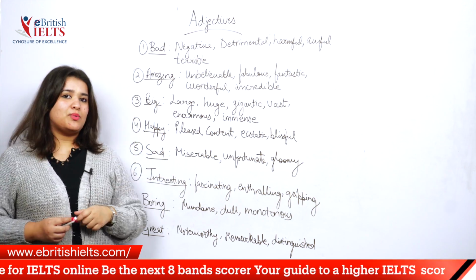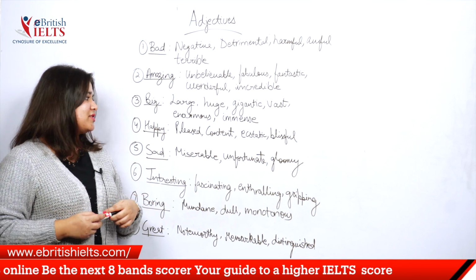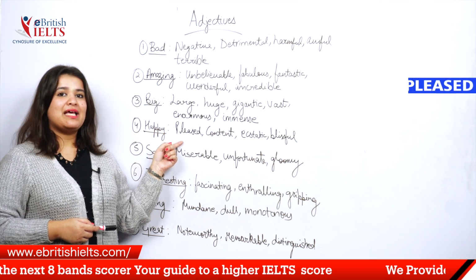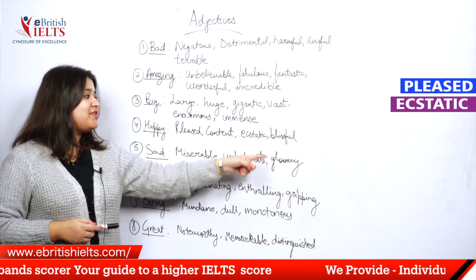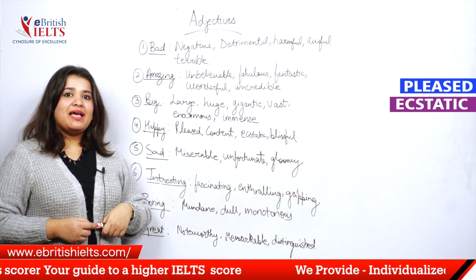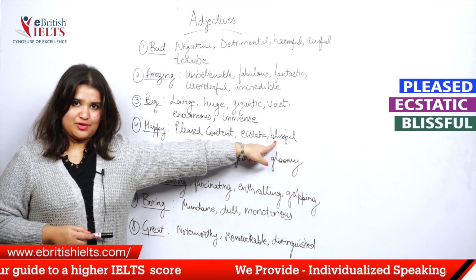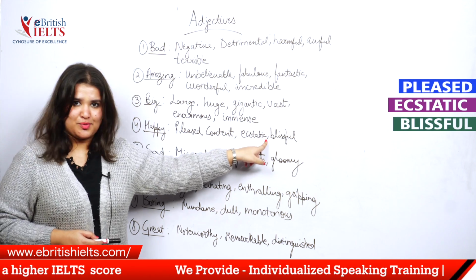Now coming to the fourth word, again, very common, happy. Happy is something that all of us want to be. So instead of the word happy, you can always use pleased. I am very happy to meet you. You can say, I am very pleased to meet you. I am very ecstatic to meet you. I had a very happy day today. I had a very blissful day today. So instead of the word happy, you can try to use these better words.